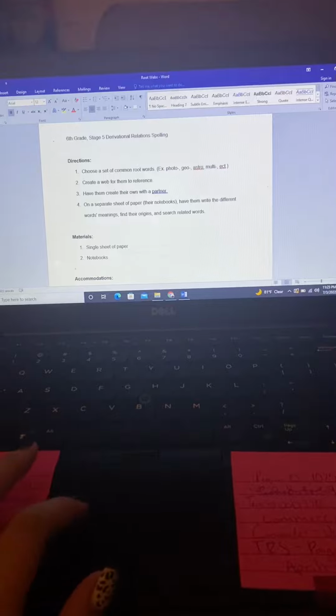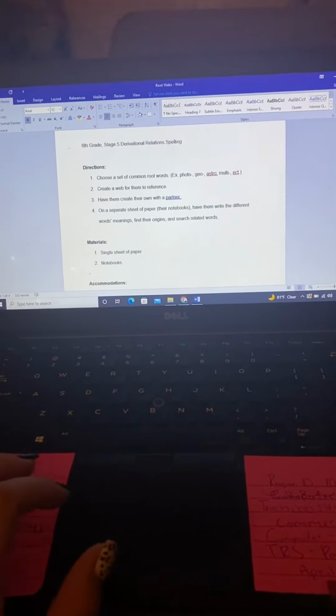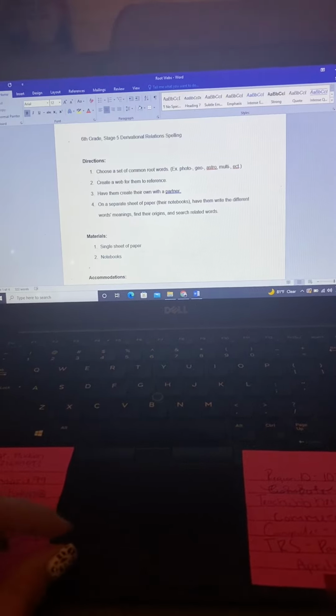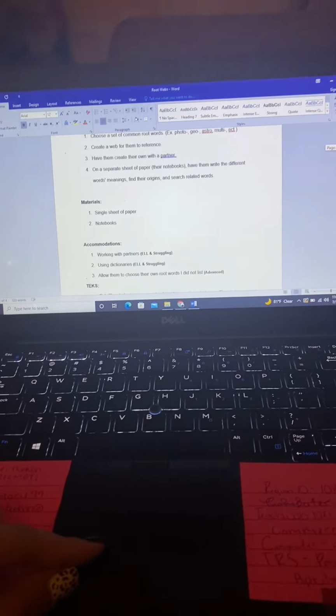And they would choose a set of common words. I would give them a set of common root words like photo, geo, astro, multi, etc., and create a web for them to reference. And then with a partner, they would create one of their own using some of the root words I gave them. And on a separate sheet of paper or in their notebooks, they would also have to write the different word meanings, find the origins of the word, and search the related words in their dictionaries. The materials they would need are a single sheet of paper and notebooks.